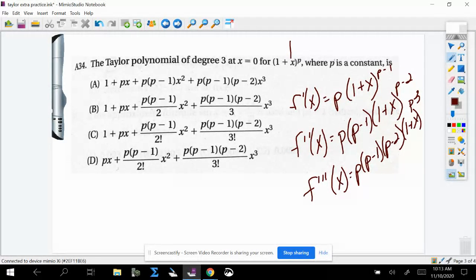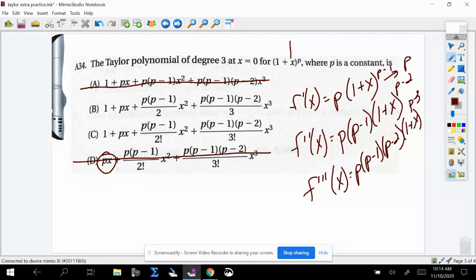That actually does get rid of D. D does not have the first term, right? It should have a 1 first. Doesn't have that. So my next one, when I put 0 in, is just going to be p times x, which all of them have, so that didn't help me much. Then for the next one, I'm going to get p minus 1, times x squared, divided by 2 factorial, which is not the case in choice A because it doesn't divide by 2.